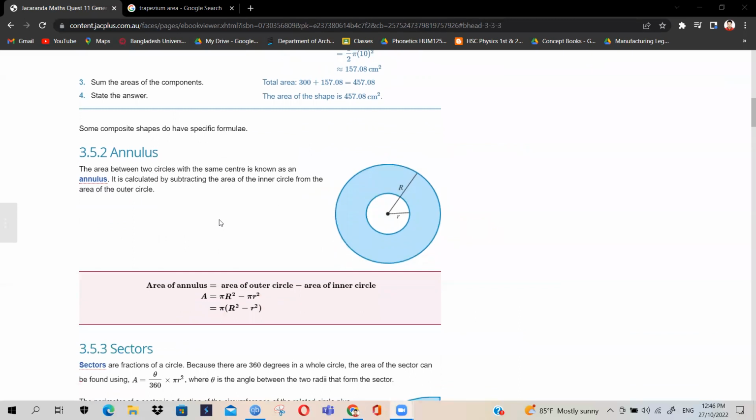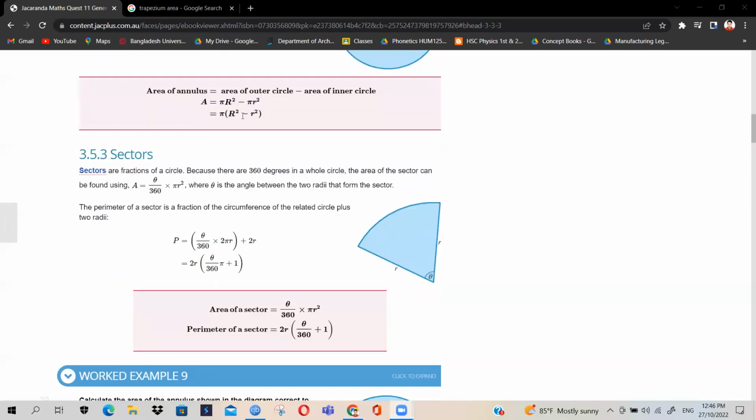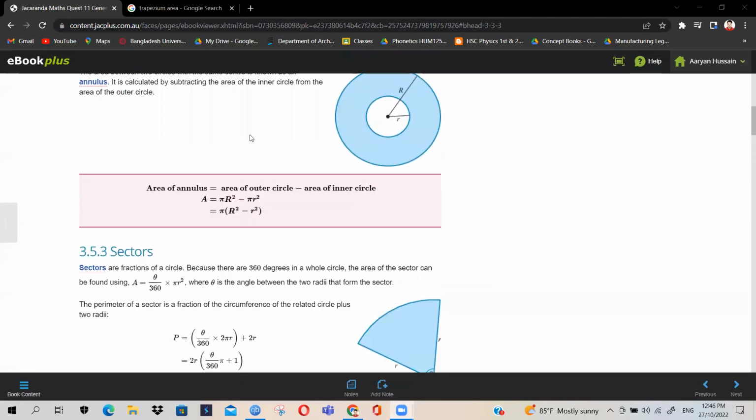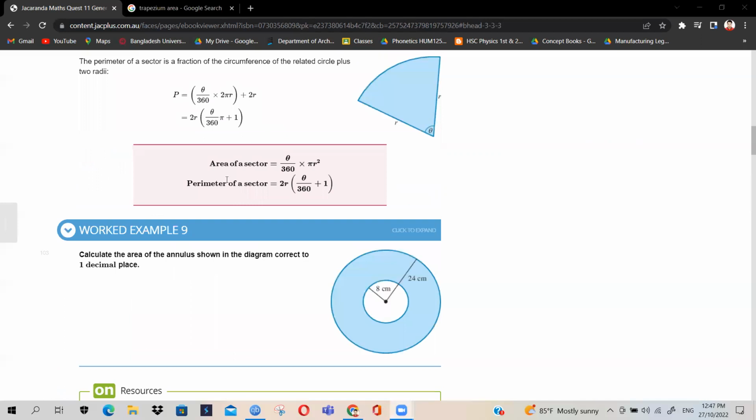Okay, annulus. What is an annulus? The area between two circles with the same center is known as an annulus. So this is very easy. What you have to do is calculate the area of the bigger circle and of the inner smaller circle as well, and subtract the values of these two to get the area of the annulus, which will be pi times capital R squared minus small r squared. Capital R is the radius of the outer circle and small r is the radius of the inner circle. These are very easy things.